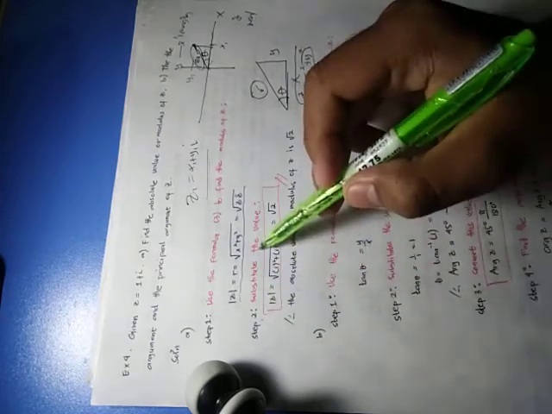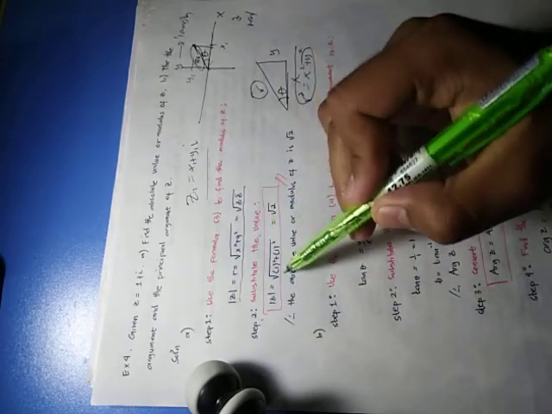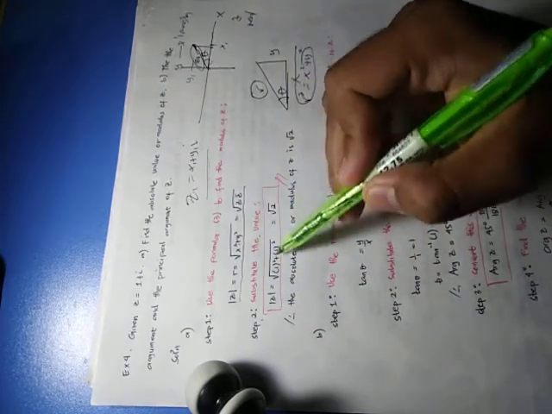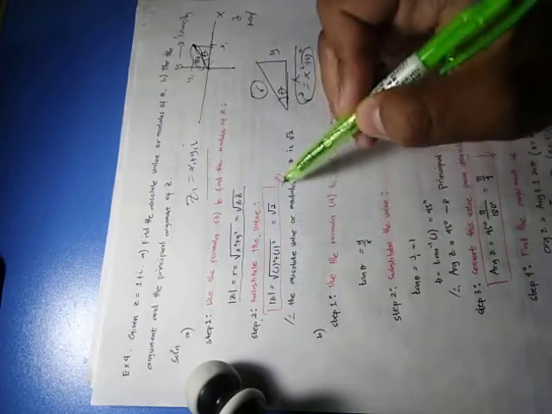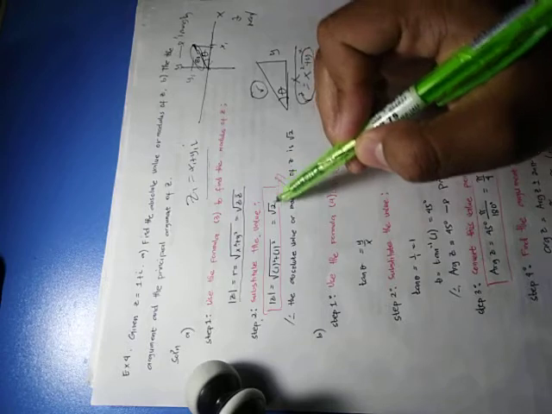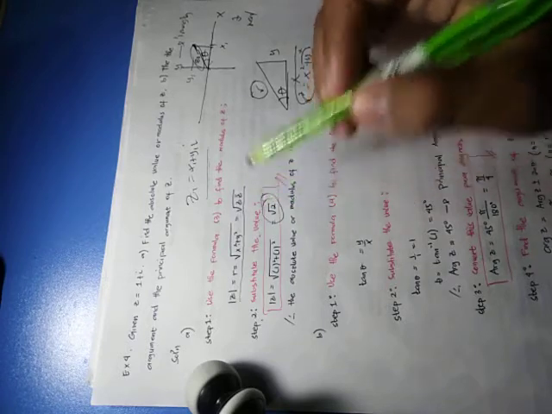Step number 2, substitute the values. We have the values for x and y as 1 and 1. So the absolute value of z is equal to the square root of 1 squared plus 1 squared, which is equal to the square root of 2. So ibig sabihin, ito na yung radius natin, or modulus natin, or absolute value natin.